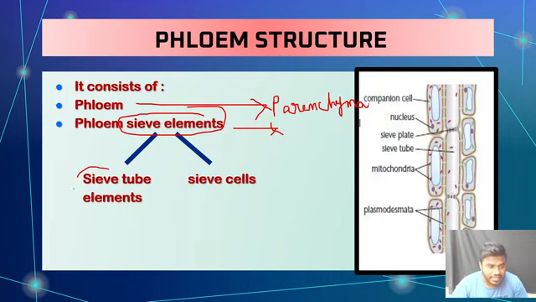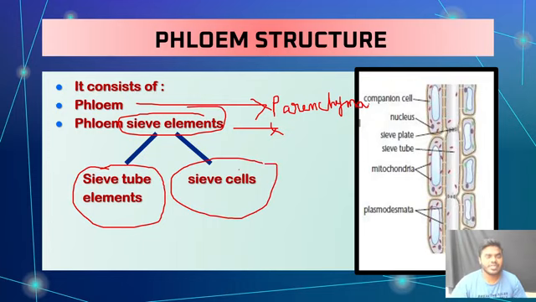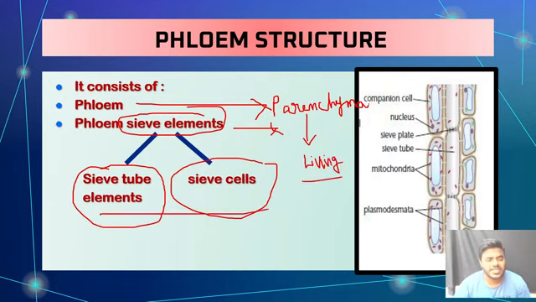Phloem sieve elements contain sieve tube elements and sieve cells. And please kindly don't think that parenchyma is not present in the phloem. Parenchyma is present in the xylem also, friends. Parenchyma is present in the phloem also. And I already told you, friends, parenchyma is living tissue. There is no doubt about it. And this is a question already asked in the exam. What is that? Sieve tube elements and sieve cells.